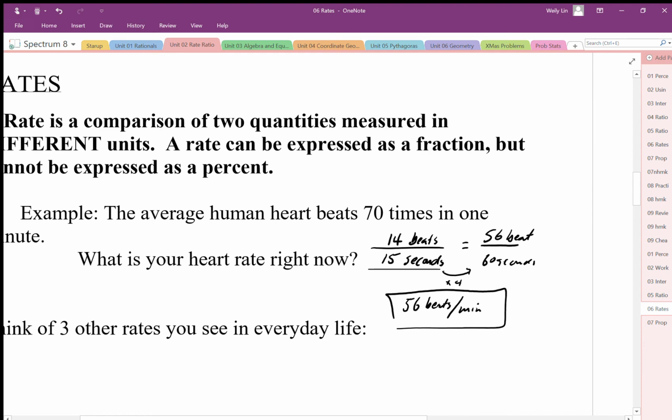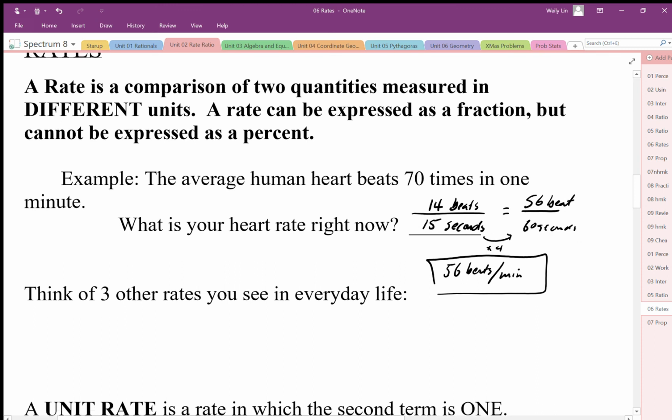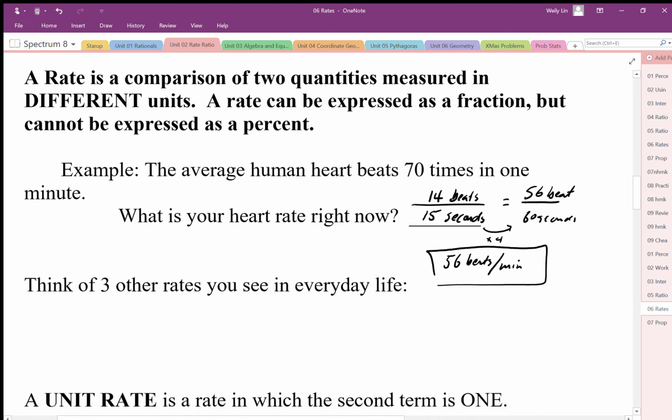Okay, so this is what I'd like you to do. Do this on your own and record your results. And I also want you to think of 3 rates that you see in everyday life. And I want you to do that and then come back to the next video.